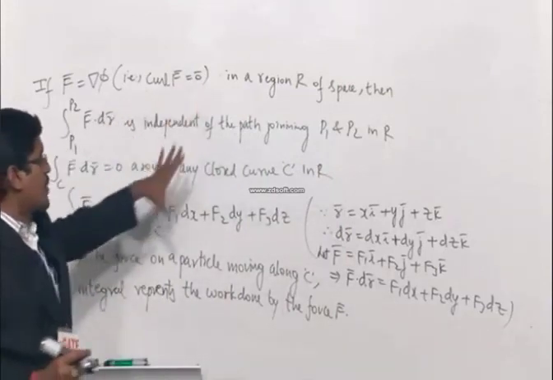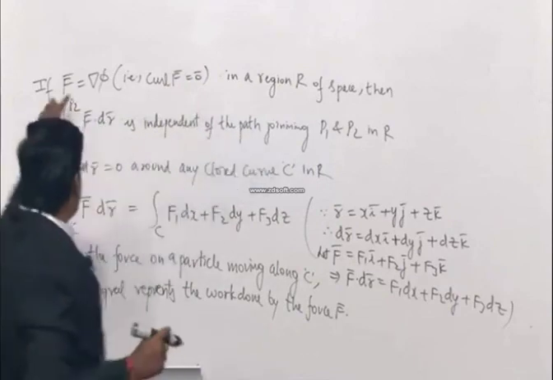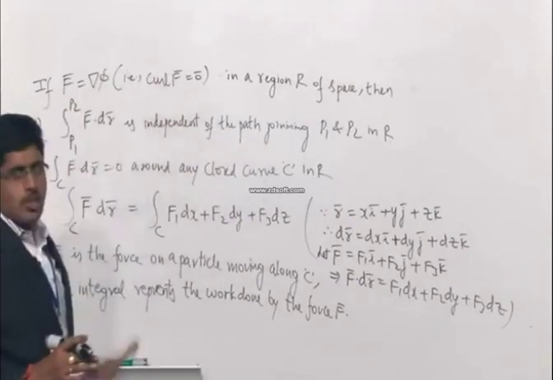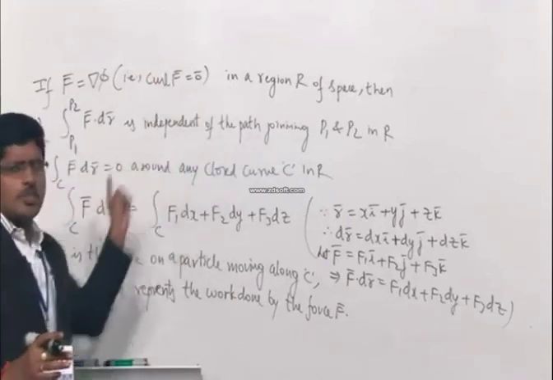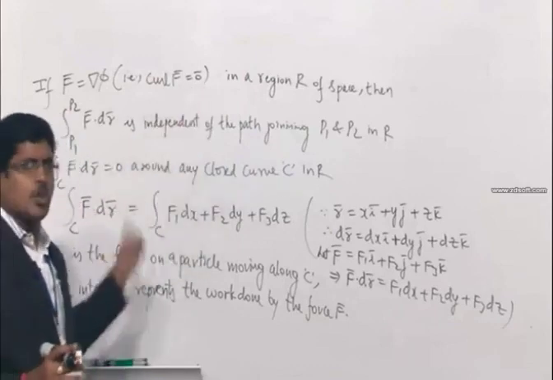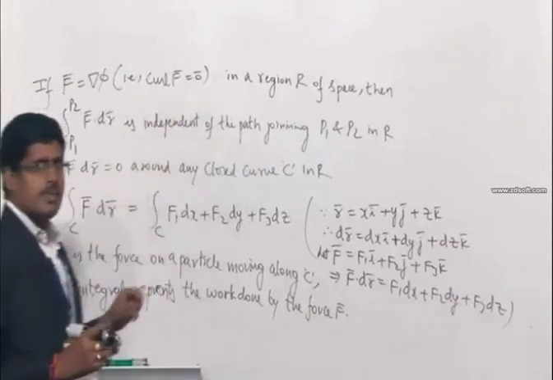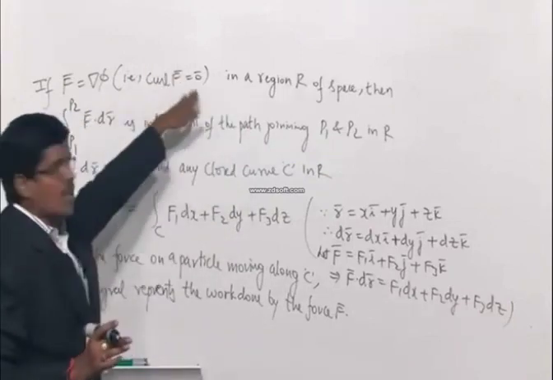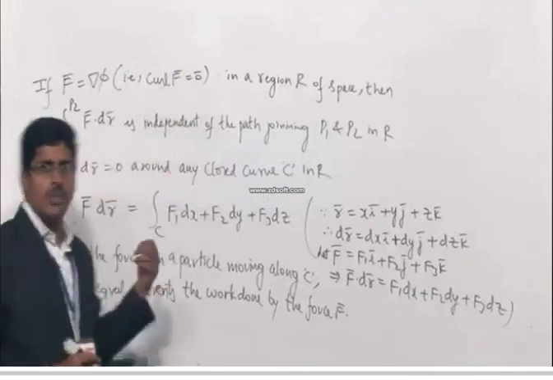So whenever f bar is irrotational, that is curl f bar is 0 in a region R of space, then this line integral is independent of the curve or path joining any two points P1, P2 in R. Suppose curl f bar is equal to 0 bar. Then take any two points. Between these two points there are so many curves or paths joined. Take any path, and this line integral value is independent of the path joining. That means no change in the answer. And if we take any closed curve in the field f bar where curl f bar is equal to 0 in the region R, then the line integral value is 0. Please learn these two points by heart.